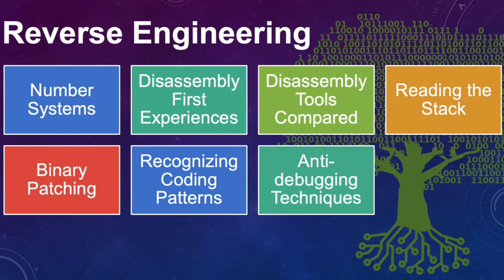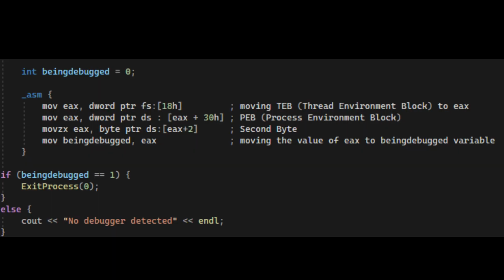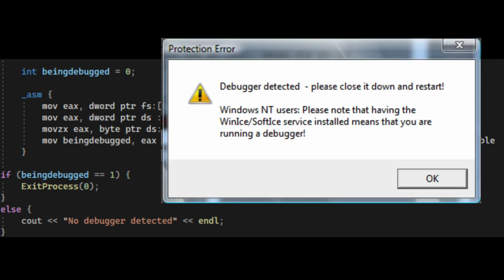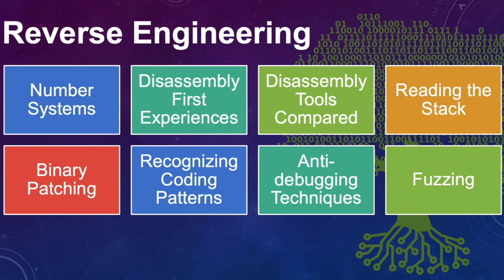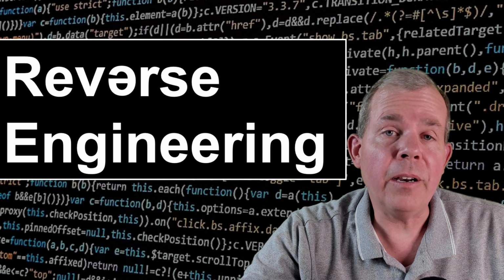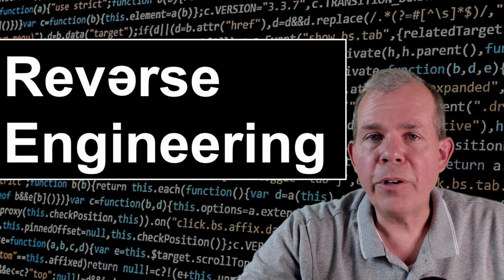Then anti-debugging techniques is the ability to deal with a piece of software that is trying to hide from you. This is a cybersecurity topic where we are looking at software that knows that you are reverse engineering it and you're trying to avoid that. Finally, we'll do some fuzzing techniques. So this whole course is about software reverse engineering.